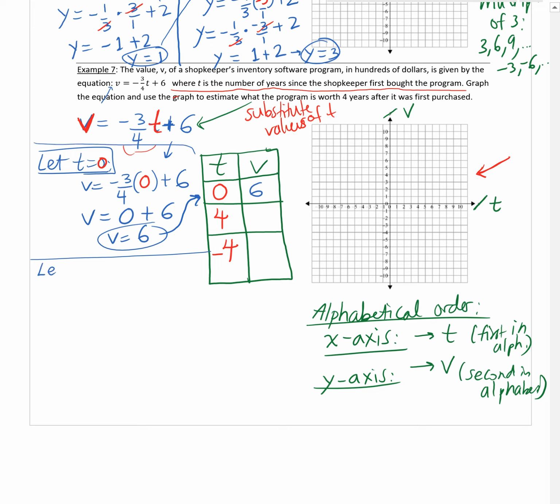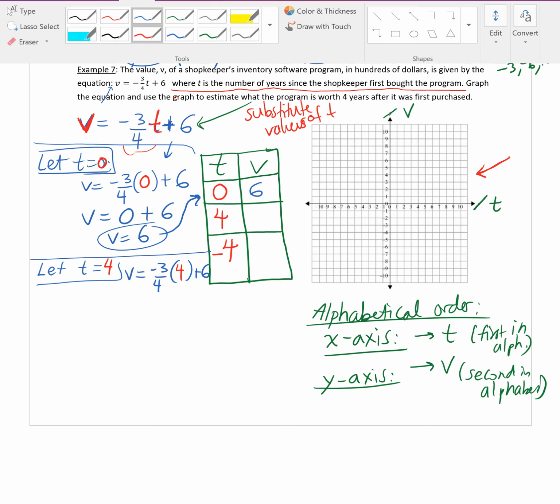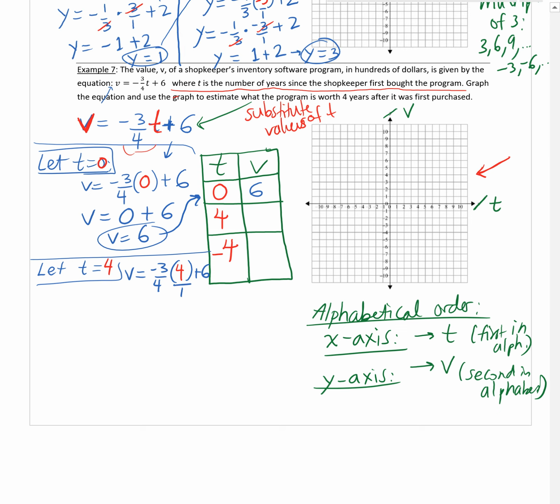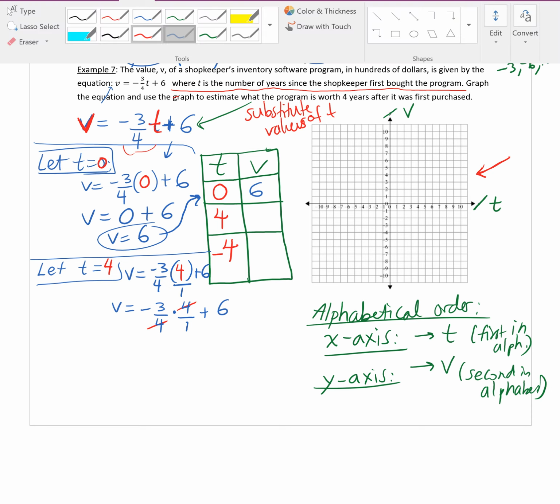Okay, let's try the next one. The next value that I let t equal was 4. We'll see how that looks in here. Same equation, v equals negative 3/4 times t plus 6, but this time I replaced t with 4. Unfortunately 3/4 times 4 isn't pretty, so I'm going to put the 4 over 1 so I can have a hope of multiplying. Let me rewrite this again. It's negative 3/4 times 4 over 1, and then I'll add 6. So for sure those 4's cancel, which is kind of by design, right? That's why I chose 4, because I knew I'd get a whole number here.